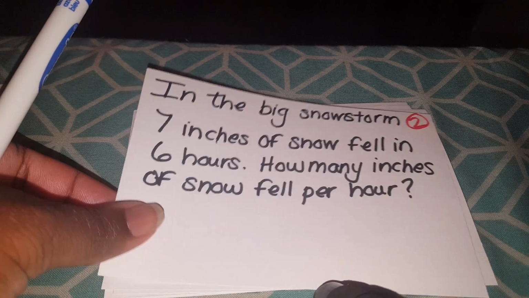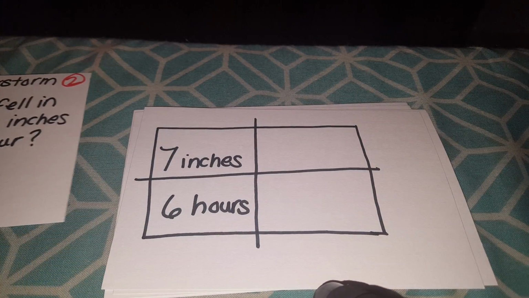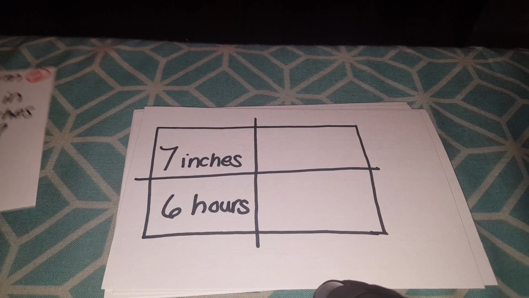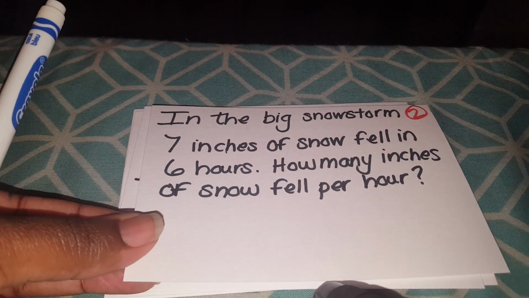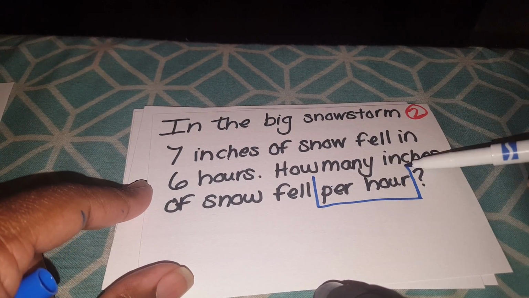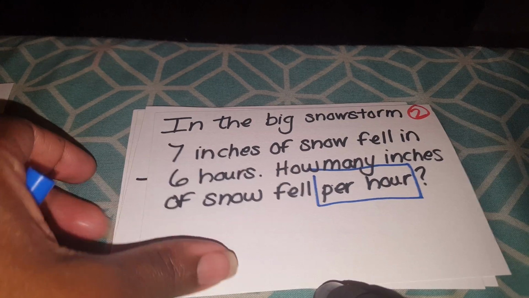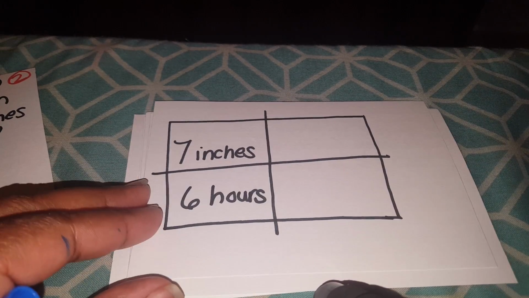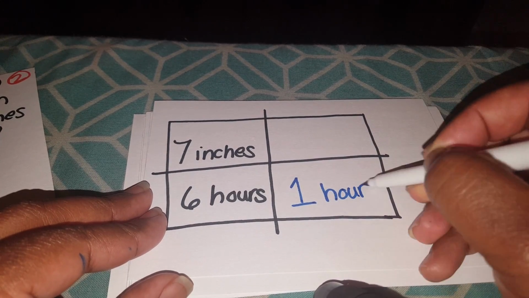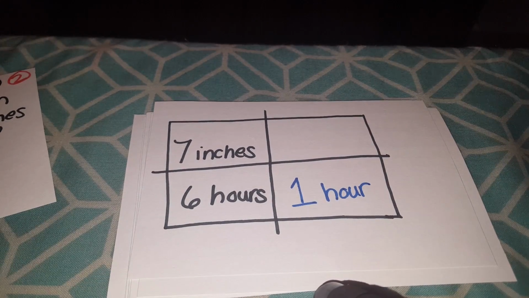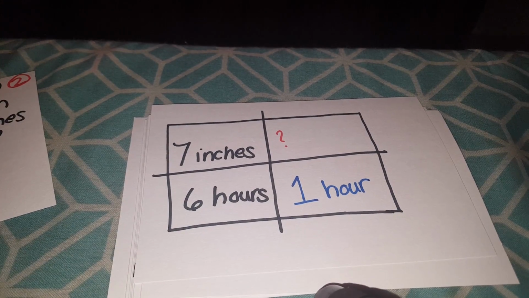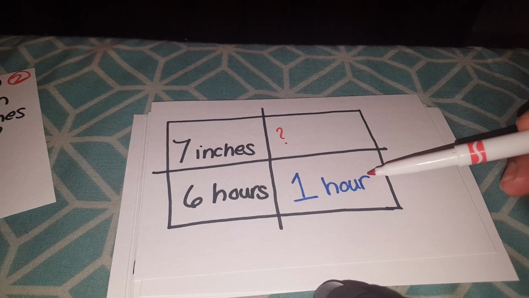Okay, so if you set it up like this, you are absolutely right. So 7 inches of snow in 6 hours. And we got to think about where we're putting that 1 by. It says how many inches of snow fell per hour. Okay, so my 1 is going to go by hour. So it's the 1 hour. Okay, so now we are looking for the number of inches. So I'm going to put a little question mark right there for now. I'm looking for the number of inches that fell in 1 hour.